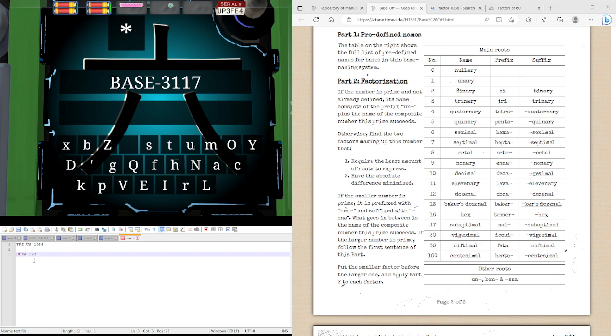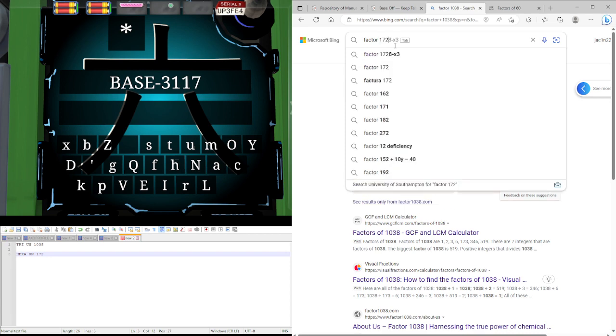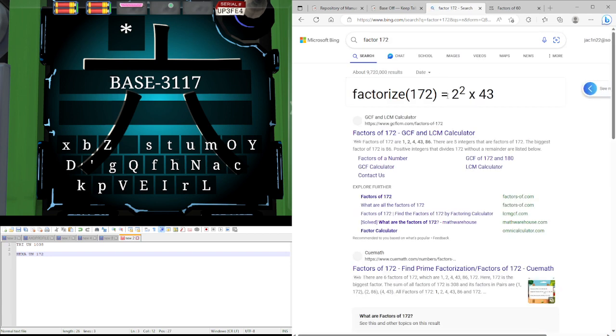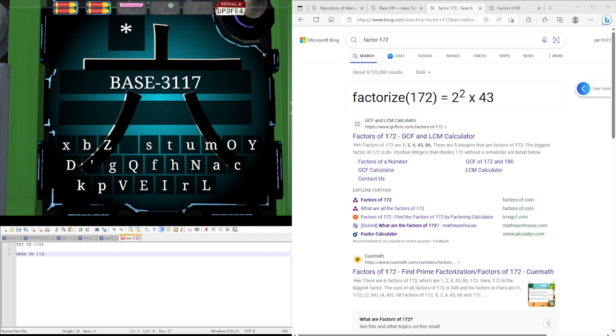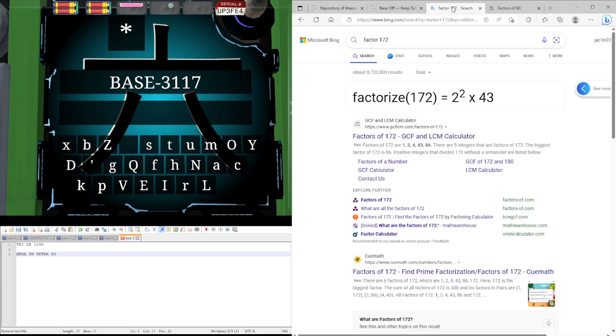Again, 173 is a prime number. So we're going to be adding another un and reducing by 1. 172. This is the closest we're going to get is 2 squared and 43. So that's going to be 4 and 43. 4 is predetermined, tetra. 43 again is not predetermined, so it could be factoring again.